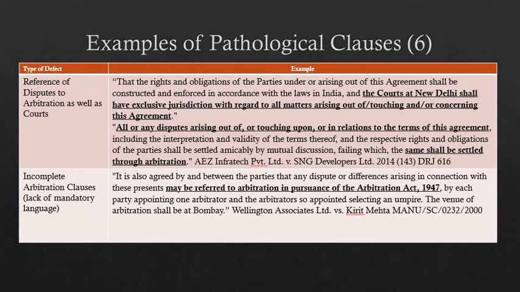Now, the next clause was actually a pathological clause because it was an incomplete arbitration clause. The clause said the disputes may be referred to arbitration in pursuance of the Arbitration Act 1947. There are two defects here. The first defect is that the reference is to the Arbitration Act 1947 when there is no such act. In India, the Arbitration Act was either 1940 or the 1996 Act. Now, the second and more problematic issue is that it provides for reference by parties in an optional way. It uses the phrase "may be referred." So this clause arose in the case of Wellington Associates versus Kirit Mehta, a 2000 Supreme Court decision.